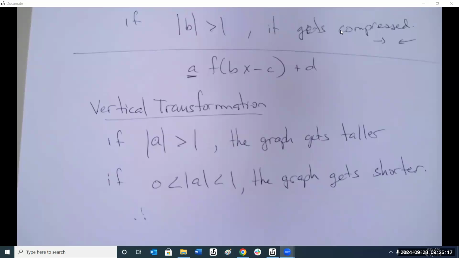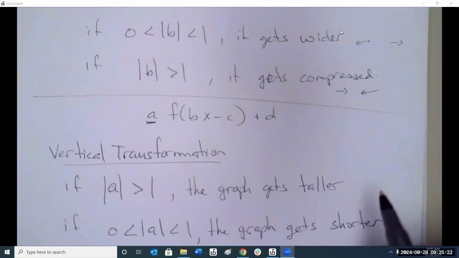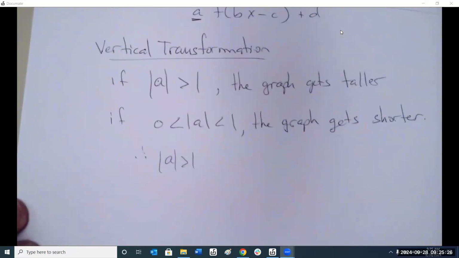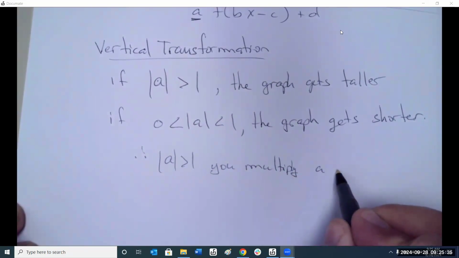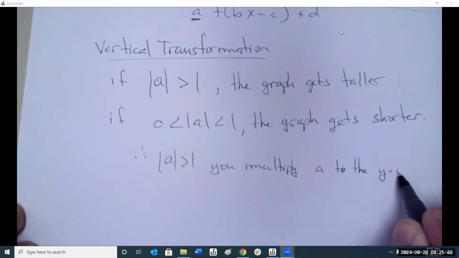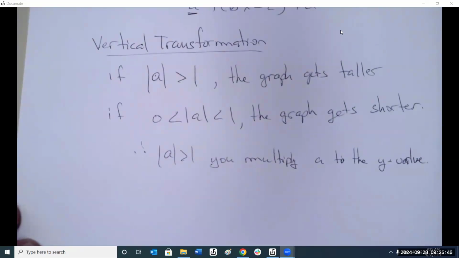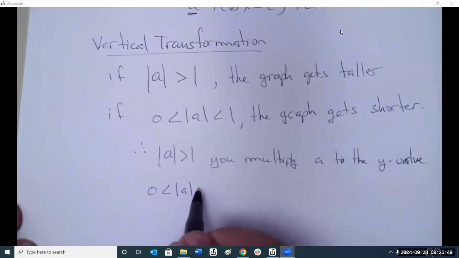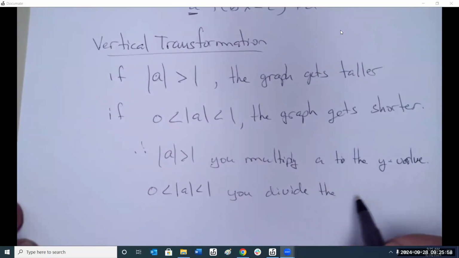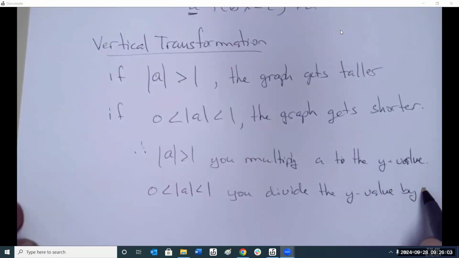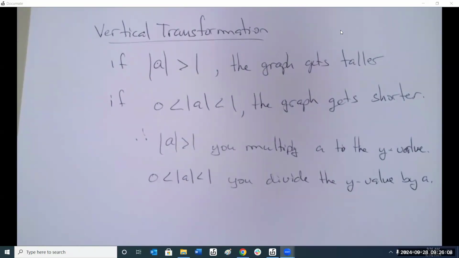Basically, if it's greater than 1, you multiply a to the y value. And if it's a fraction, you divide the y value by a. So again, anything that happens outside, it is what it is. If a is big, if the coefficient is big, it gets bigger. If it's small, it gets smaller. Unlike the x value inside there, if b is big, it gets narrower. If it's a fraction, it gets wider. It's just the opposite.